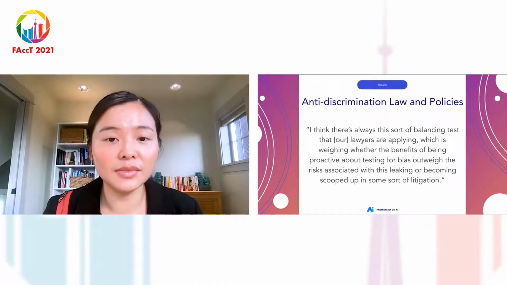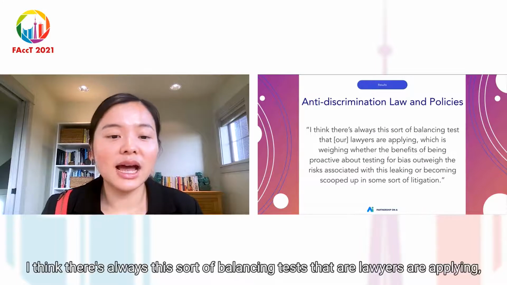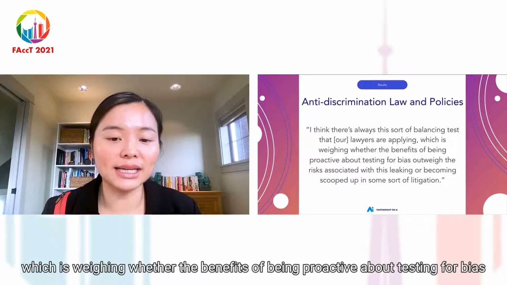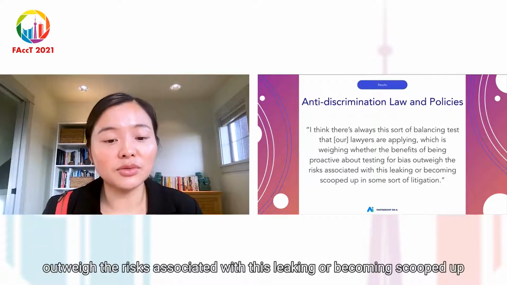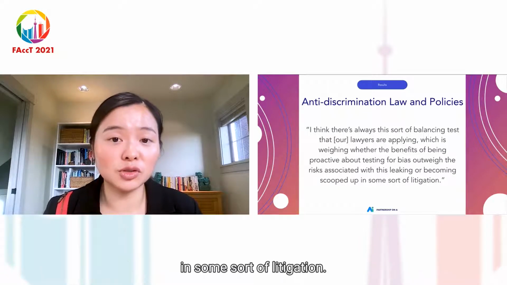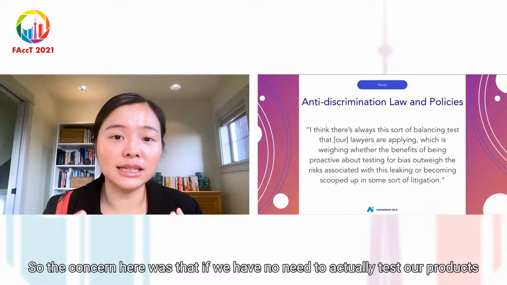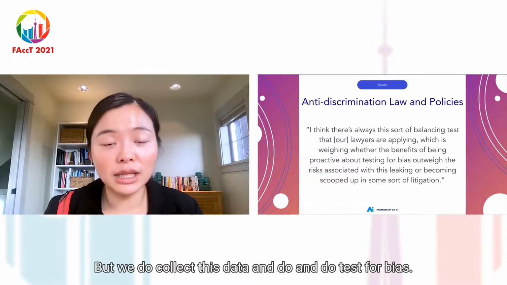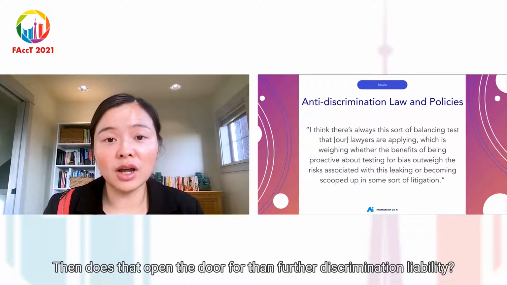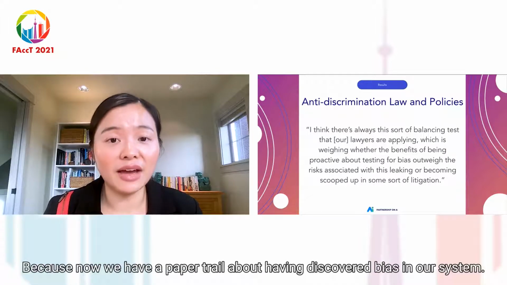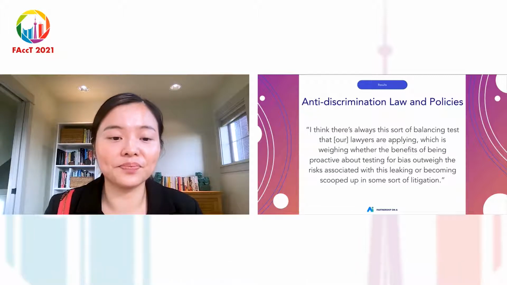discrimination. As one of our participants put it, "I think there's always this sort of balancing test that our lawyers are applying, which is weighing whether the benefits of being proactive about testing for bias outweigh the risks associated with this leaking or becoming scooped up in some sort of litigation." So the concern here was that if we have no need to actually test our products for bias, but we do collect this data and do test for bias, then does that open the door for further discrimination liability because now we have a paper trail about having discovered bias in our system?